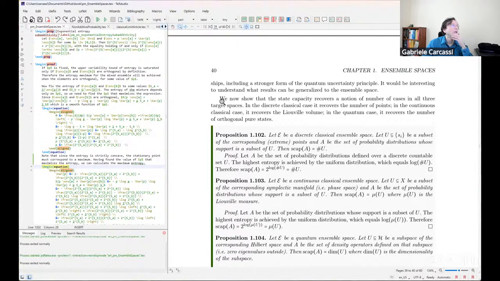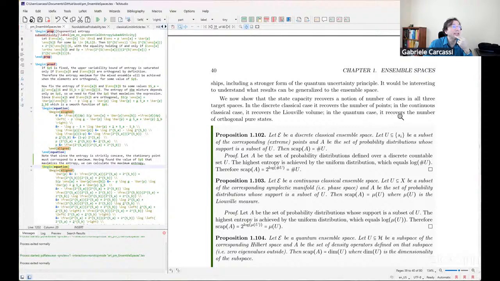Okay, so we now show that the state's capacity recovers a notion of number of cases in all three spaces. In the discrete classical case, it recovers the number of points. In the continuous classical case, it recovers the Liouville volume.